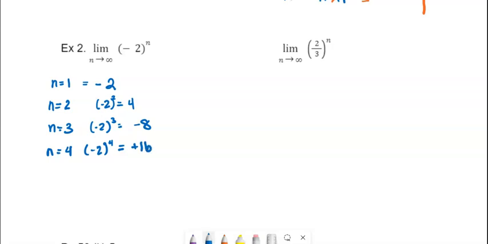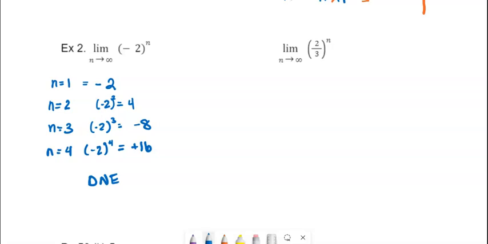And I can see that these terms keep flipping back and forth between the positives and the negatives. And so in this case, there is no limit. Okay, I'm not getting closer and closer to a particular value. I'm actually getting further and further away. So this limit does not exist.